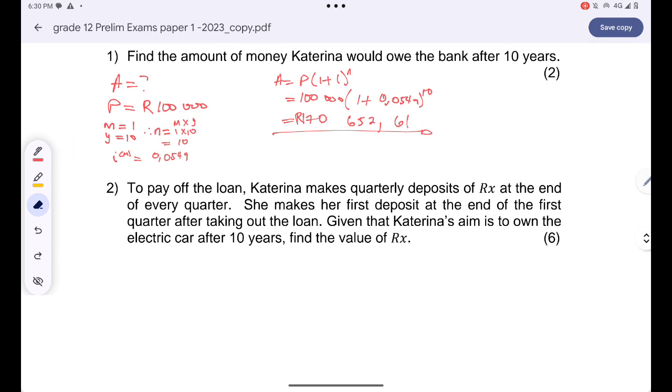Okay, and now we are told that to pay off the loan, Katrina makes equal deposits of X rands at the end of every quarter. She makes her first deposit at the end of the first quarter after taking out the loan. Given that Katrina aims to own the electric car after 10 years, calculate the value of the installment.